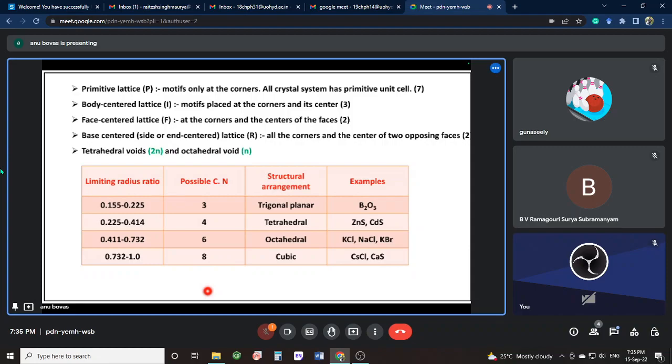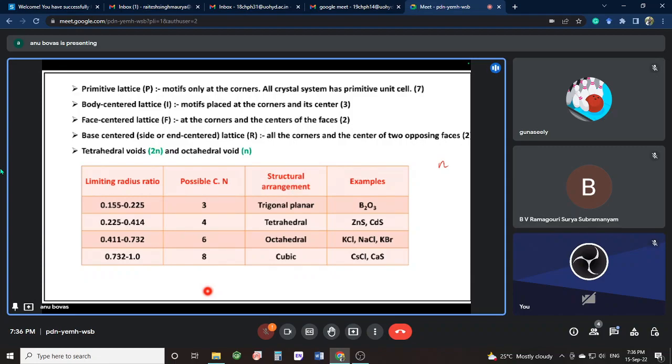If we have a crystal with n number of atoms, then there will be n number of octahedral voids and 2n number of tetrahedral voids. The typical definition: the interstitial space that gets trapped in between the spheres is called a void or hole.